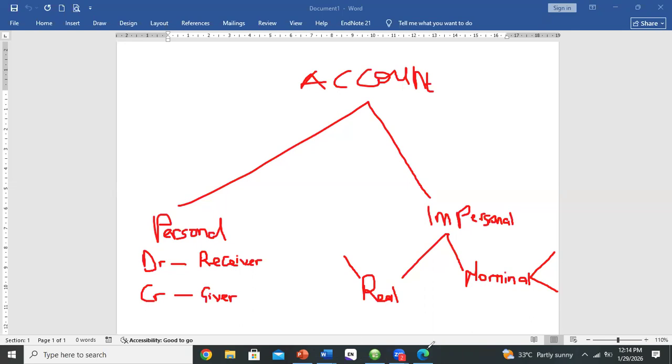Make learning fun. When your mother comes or when your father comes home, you go to him and say, you are a personal account. So if you are receiving something, I'll debit you. Okay, Agbeku.